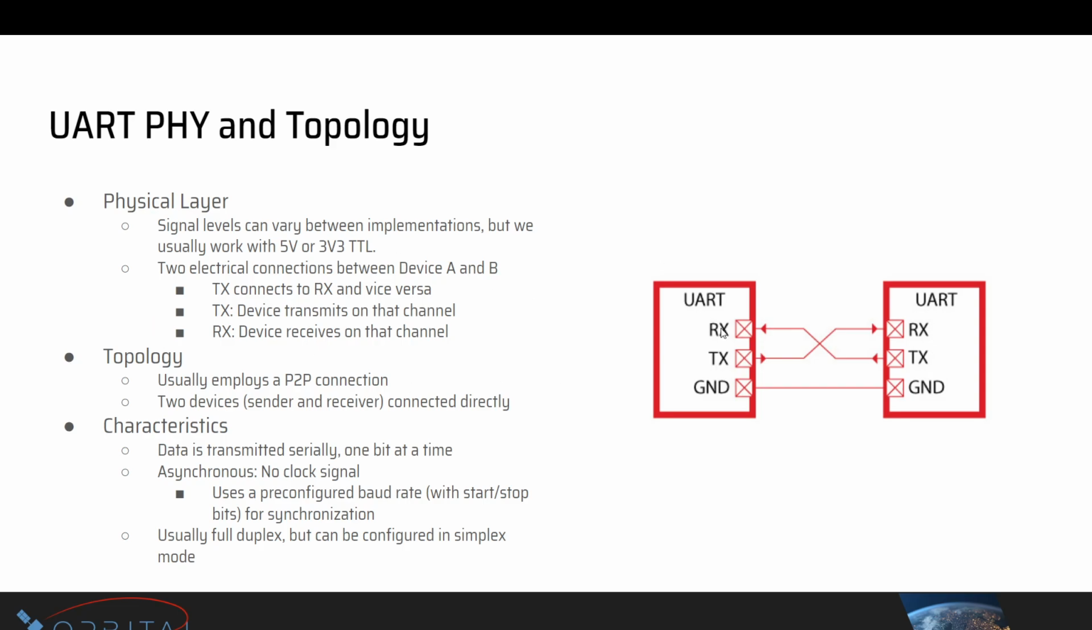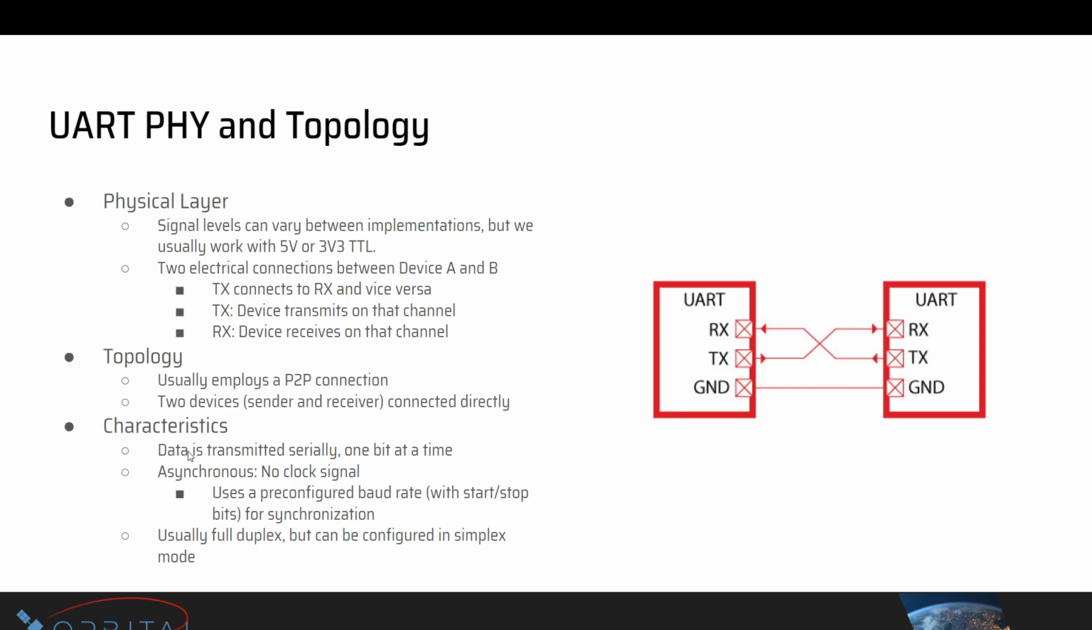So like I said, it's a point-to-point connection. So you just have two devices connected directly to each other. So this device's RX line will be connected to this other device's TX line directly, and vice versa. And then in this example, you have the ground directly connected to each other.